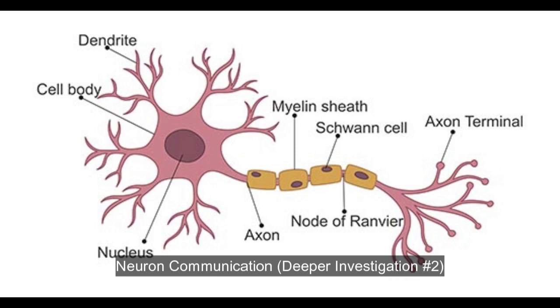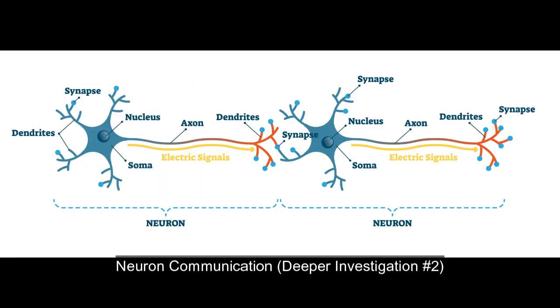Once the electrical signal reaches the end of the axon, called a synapse, neurotransmitters pass through the synaptic gap to the next neuron, where they bind to receptors, and the process repeats down the next neuron on and on until it reaches a muscle or whatever it's trying to enact.